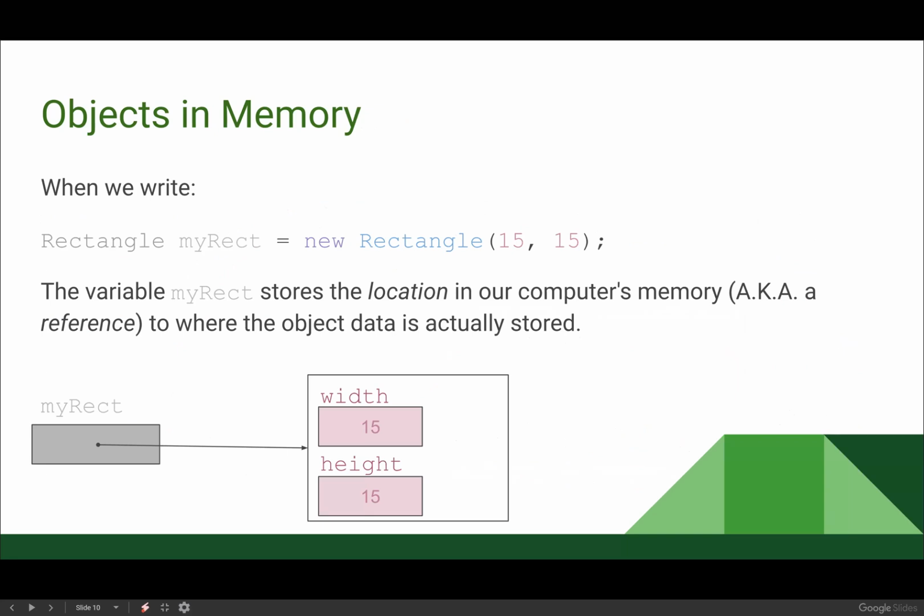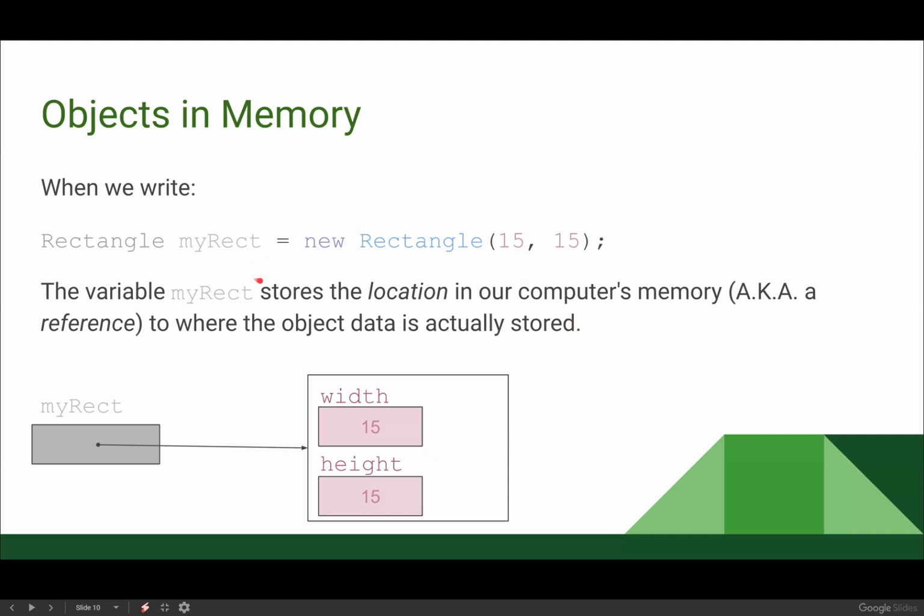A brief little refresher of how objects are stored in memory. When I write my rect equals new Rectangle(15, 15), when I initialize my rectangle variable, that variable, myRect, is going to store the location in my computer's memory. It's going to store a reference to where my object data is actually stored. So my variable, myRect, I have my box, and it's actually looking over here at this bigger box with smaller boxes inside of it. And the smaller boxes are the width and height. And if I'm using a different class, it would be any other instance variables contained within that class.